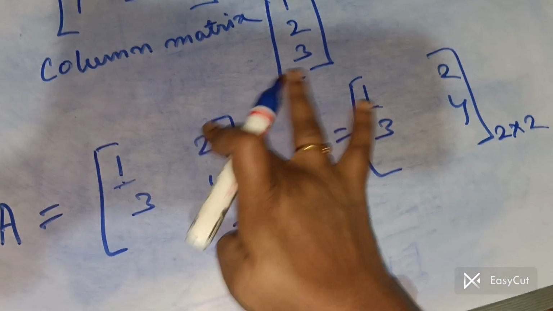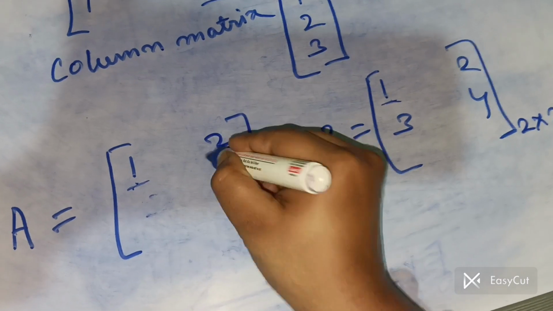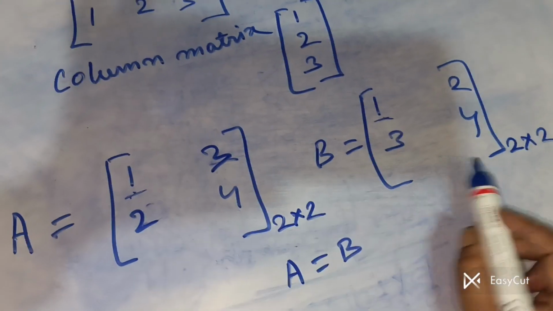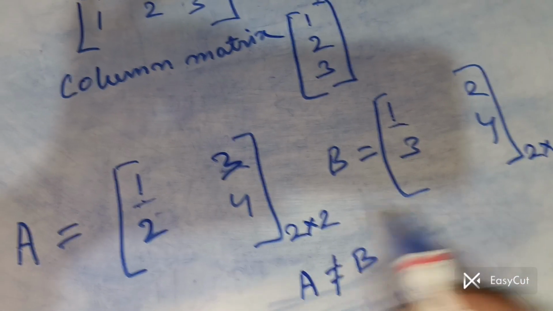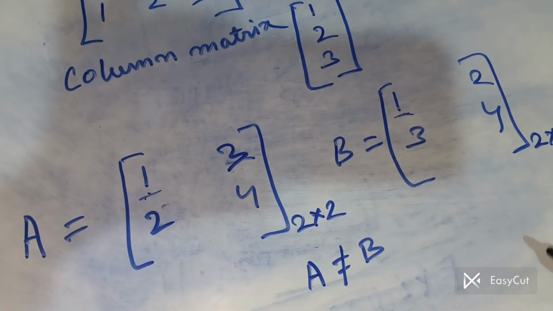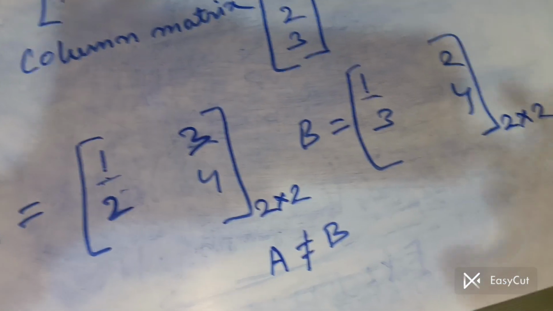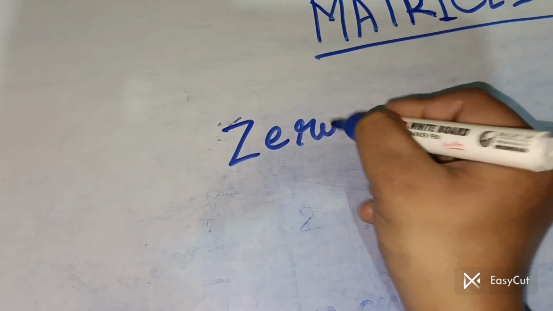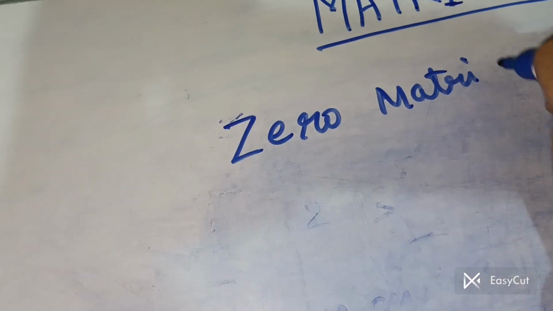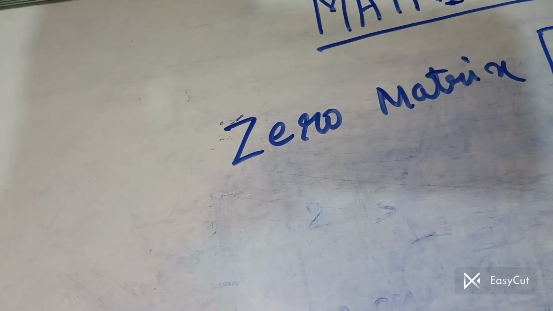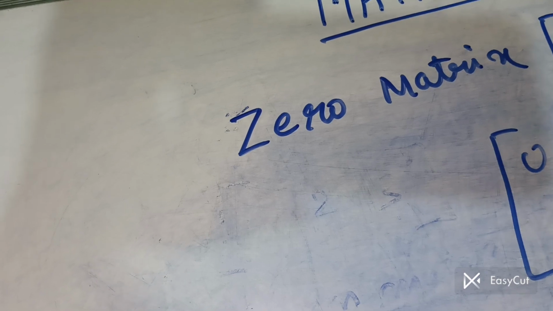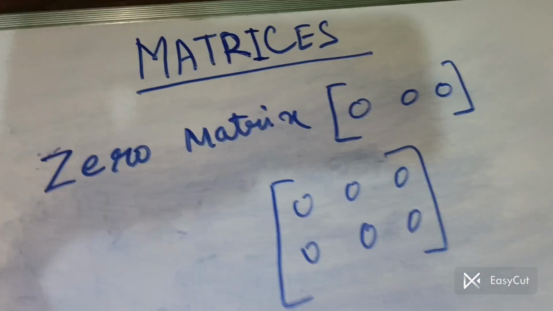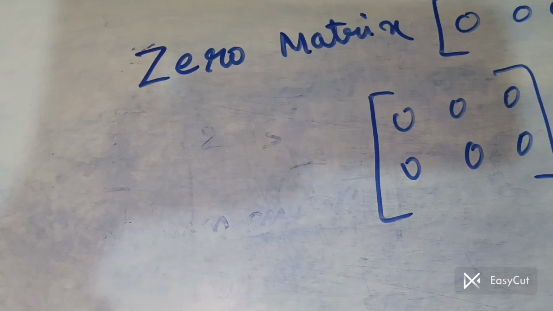But if we rearrange the positions, suppose it is 3 and it is 2, then these two matrices are not equal. They are not equal because all the elements are not in the same position. Here we have changed this position, so it is not equal. Next is the zero matrix. If in a matrix all its elements are 0, then it is called a zero matrix or null matrix.